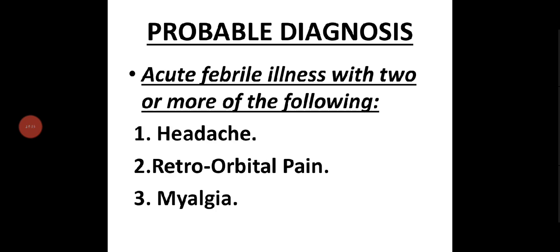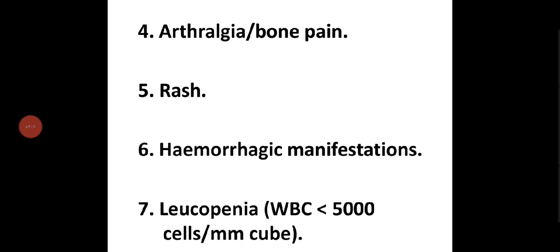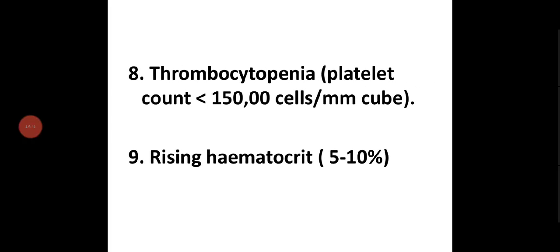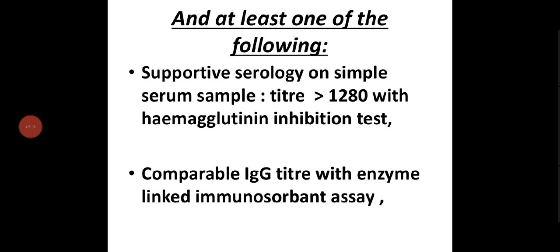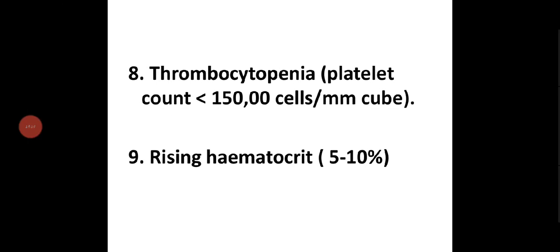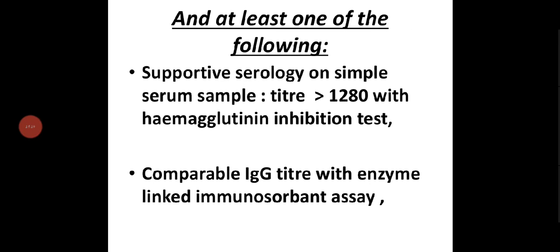Probable diagnosis, that is acute probable illness with 2 or more of the following: headache, retroorbital pain, myalgia, arthralgia or bone pain, rash, hemorrhagic manifestation, leukopenia, thrombocytopenia, rising hematocrit. If any of these conditions is there, then it is termed as dengue.